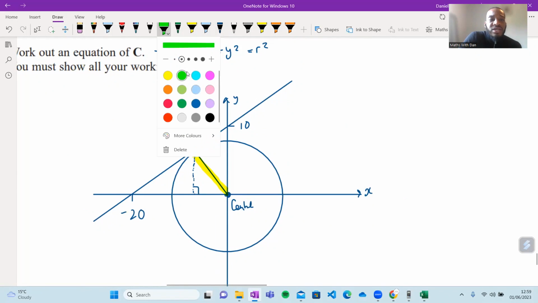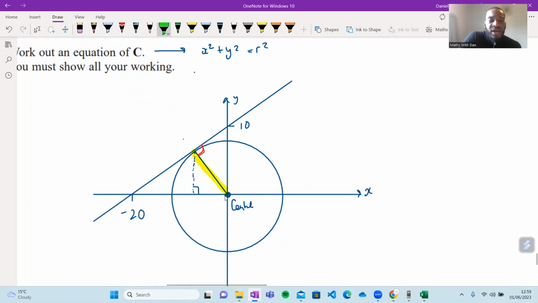Now, yes or no, guys, for me, looking at this question, do we agree? If I can figure out what this distance is here, and I could figure out what this distance is here, I could use Pythagoras' theorem to work out what the radius is. Do we agree with that? Yes or no? Is that clear? That's my train of thought. Yeah, cool. Well, how do I do that though?